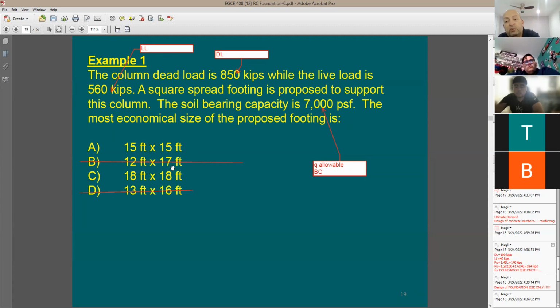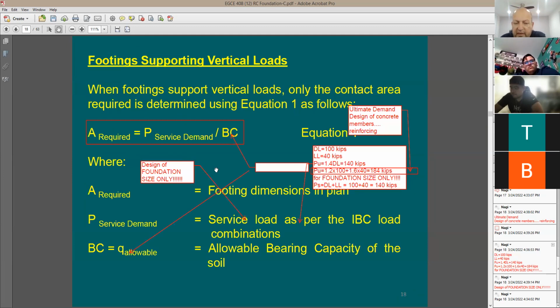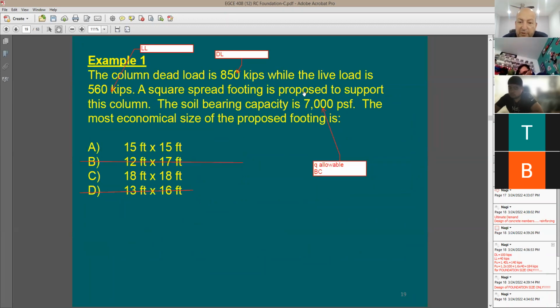So what do I need to do this task? I'm going to go back one slide and look at the equation. It says here the area required, which is the area of the footing needed, the contact area, which means length times width, is going to be equal to P service load divided by bearing capacity, allowable soil pressure. Allowable soil pressure is given. I have this. How about the service load?